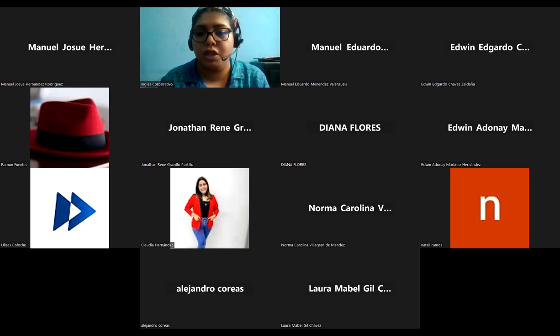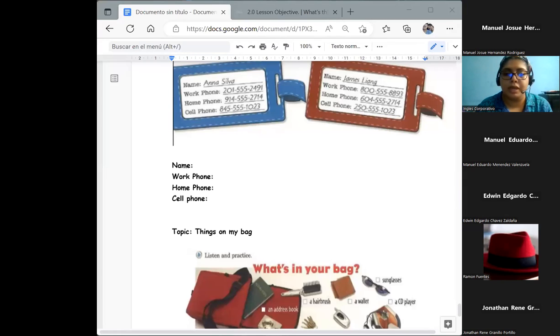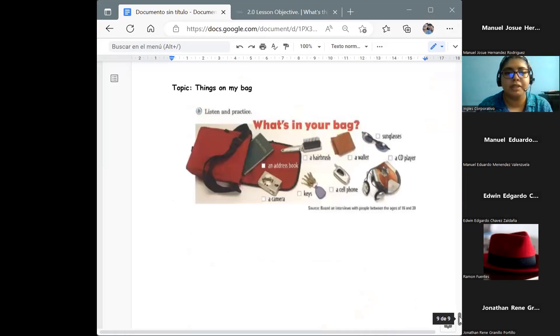So I'm going to share the screen with you because you are going to see an image in which we have some words like this. So give me a second. I'm going to move this a little bit. And this is the example of the things that we can have in our bags. But I know that we have a lot more things. Este es un ejemplo de cosas que nosotros podemos andar en nuestras maletas, pero vamos a ver que en la vida real nosotros utilizamos muchas más cosas de las que se presentan en la imagen.